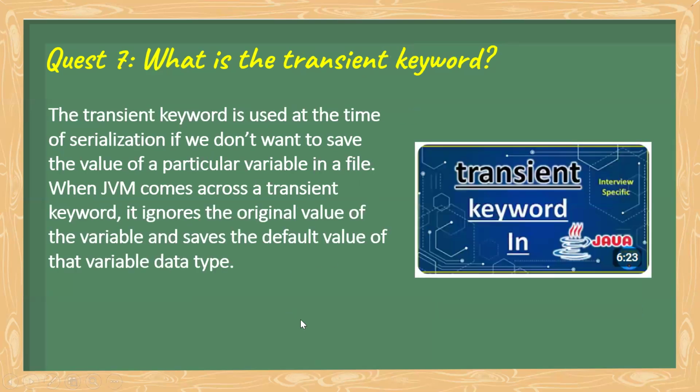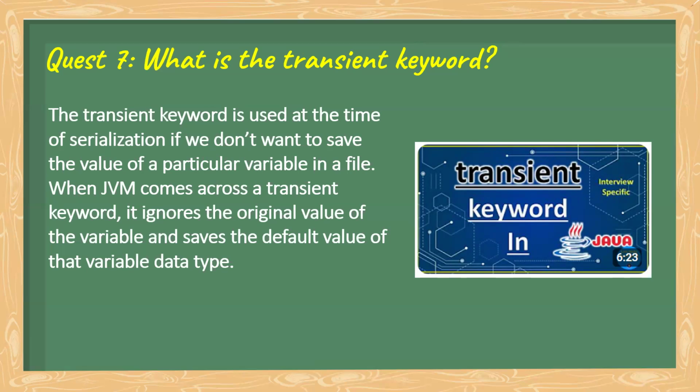Now, the next, seventh interview question is: what is the transient keyword? If you know the concept of serialization, the purpose of serialization is that whenever you want to save your class object, you created any object in your Java file, and now you want to save that object in any file or database, you have to convert it into bytes. In that case, you can achieve it using serialization. But the thing is, suppose your Student class contains multiple properties, such as roll number, name, and school name, and you don't want to save the value of a particular property or variable in the file.